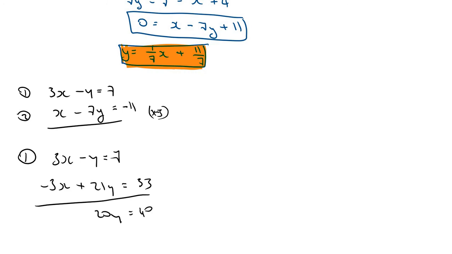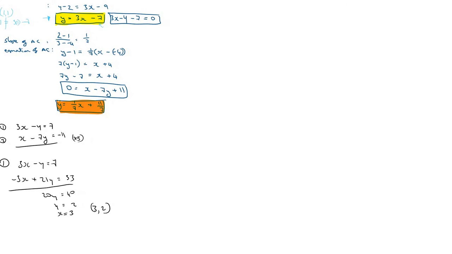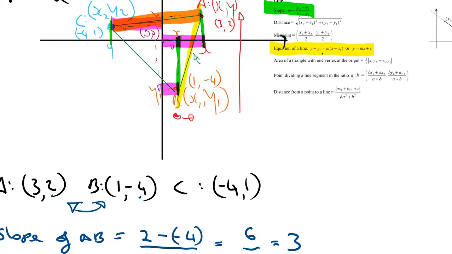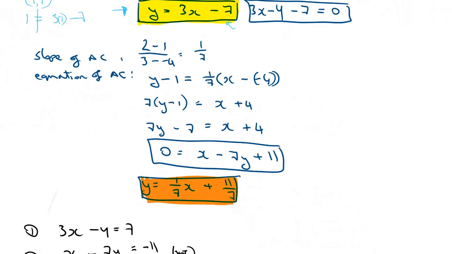So I've multiplied it by minus 3 there just to add the two lines together, and we're left with 20y is equal to 40. So y equals 2, and if I plug that value of y into the original, 3x minus 2 is equal to 7. So 3x equal to 9, x equals 3. So the point of intersection between the lines AC and AB is the point (3, 2), which unsurprisingly is the point A, because we know that the orange line there and the yellow line intersect at A. So we can show that graphically or geometrically, and we can show it using algebra.